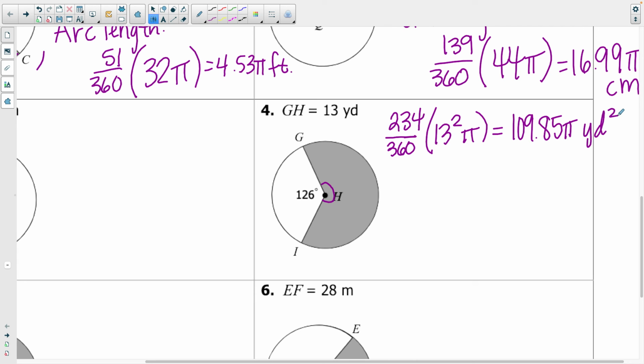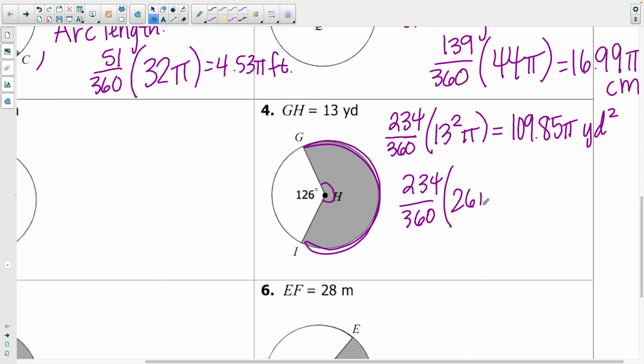29.85 pi. Yes. All right, and then if you want the arc length, the distance from G to I this way, we're going to do 234 over 360 times 26 pi. I got 16.9, so would you round that up to 17? No, you can leave it as 16.9. The other one we rounded because it was 16.99, and if we were rounding to the 10th, it would round up. Okay?